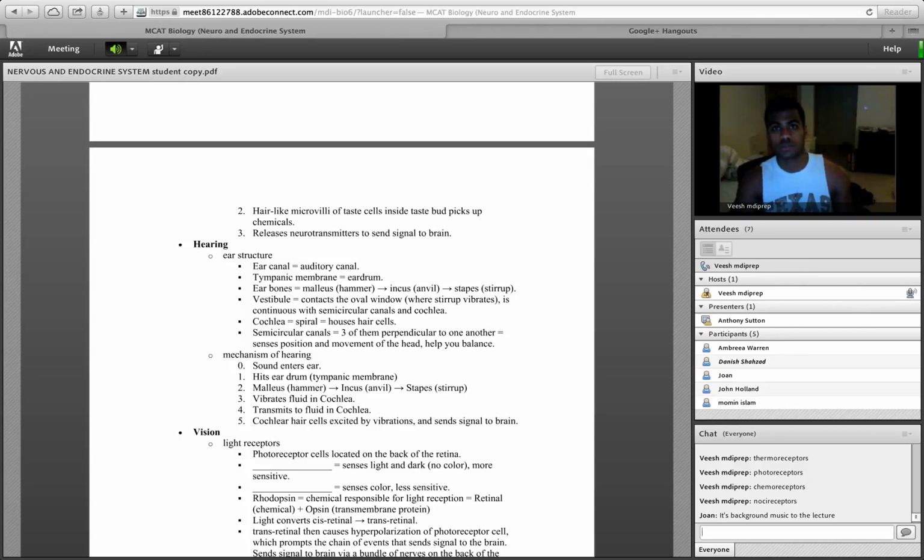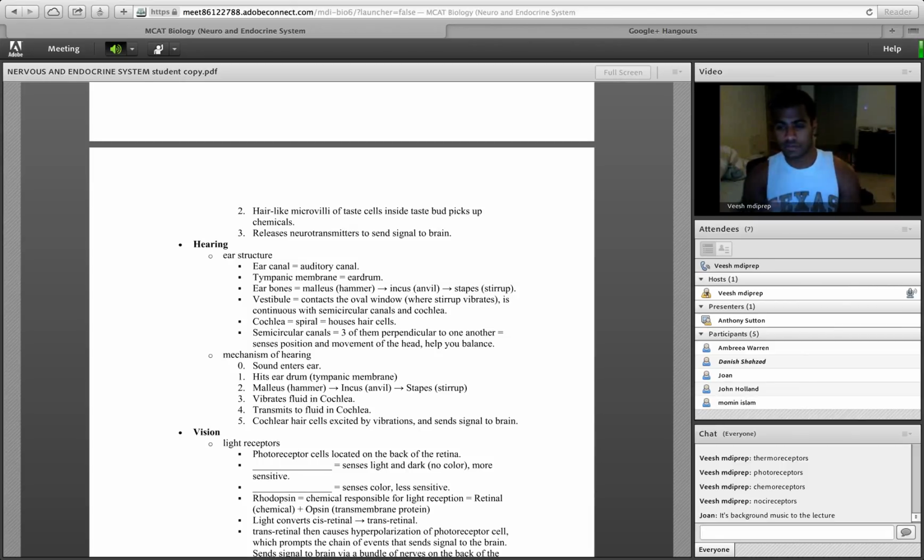So the different ear bones: you have the malleus, the incus, and the stapes. The common names for those are the hammer, the anvil, and the stirrup, but the ones that you need to memorize are the actual medical names: malleus, incus, and stapes. The vestibule contains the oval window, where these ear bones pretty much vibrate, and that sends a signal to your brain, and that's how you hear. The vestibule is where the stirrup, the stapes, vibrates, and it's continuous with the semicircular canals and cochlea.